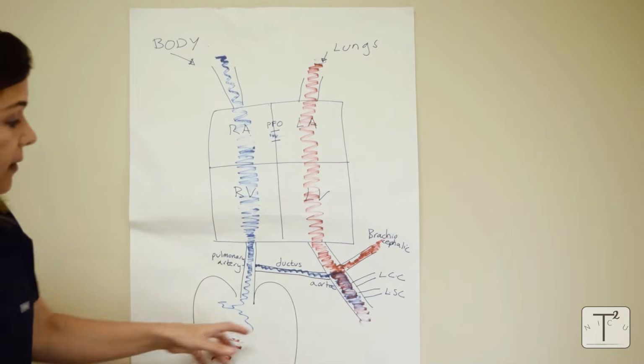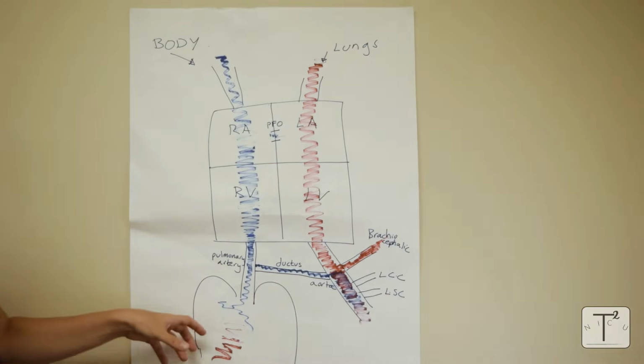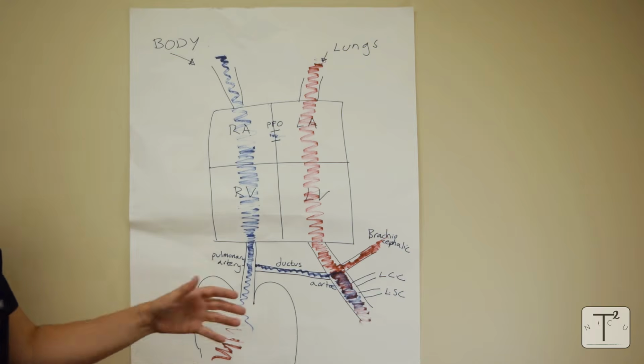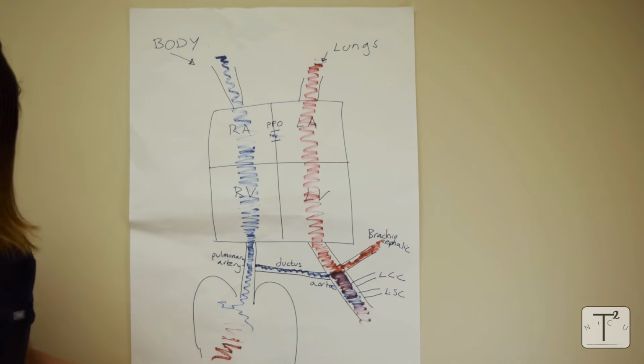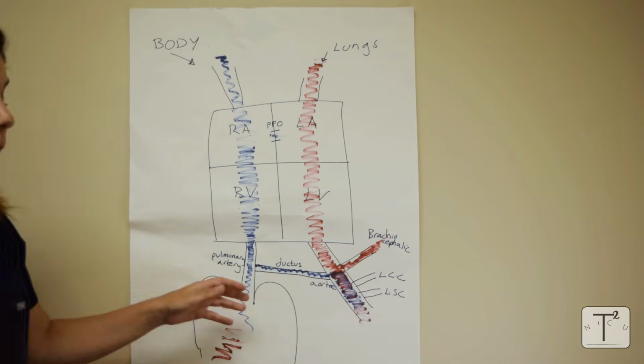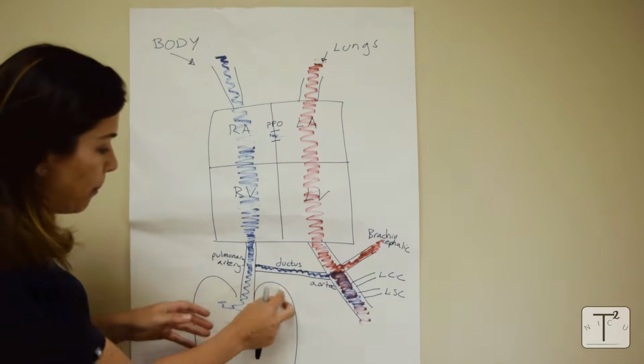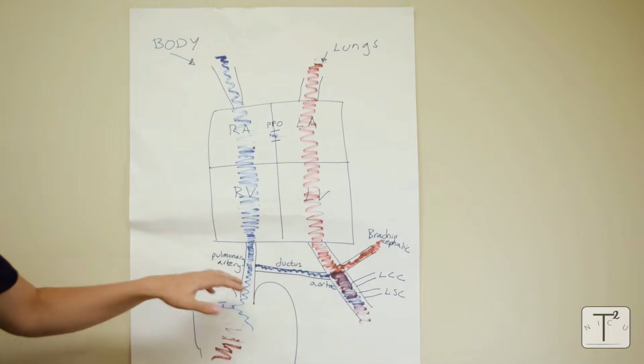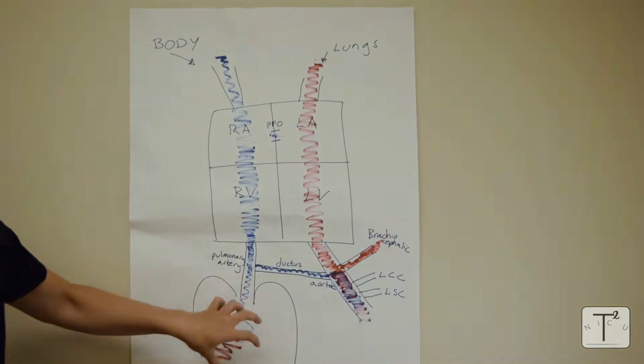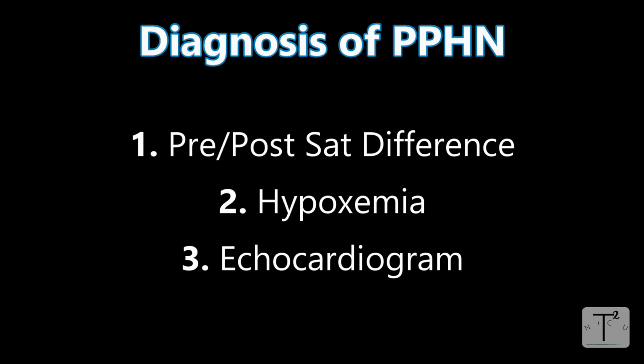However, if there's some sort of pathophys going on in the lungs, whether it's an infection, you've got a really bad pneumonia, or you've got really bad RDS, or you've got meconium aspiration syndrome, where you've got little bits of meconium covering the lungs, then that pressure in the lungs will stay inappropriately high.